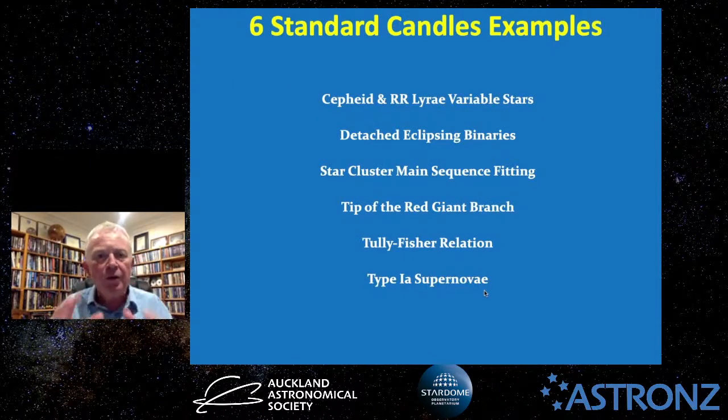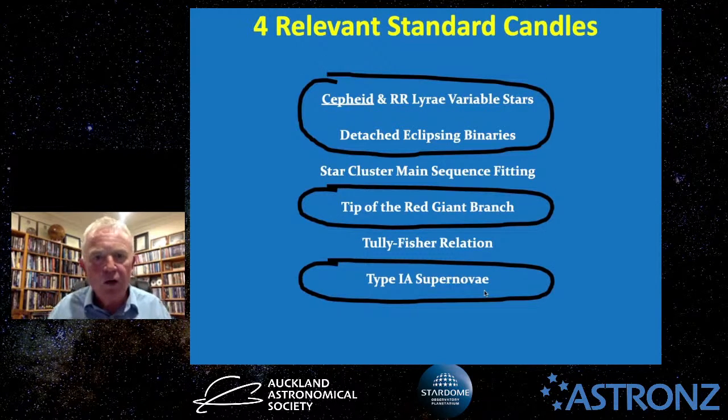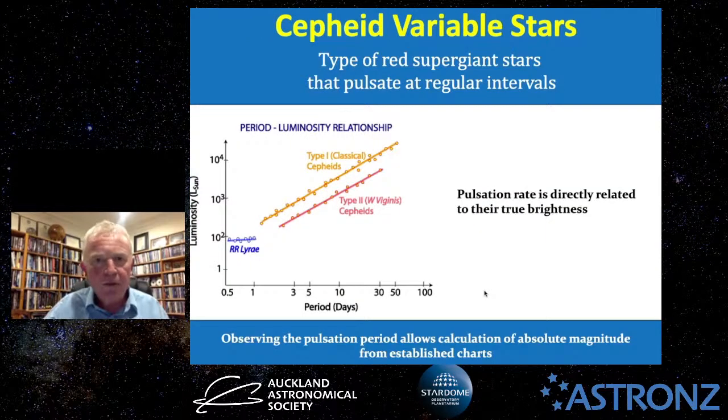Last month we used 6 standard candle examples. Tonight we're going to focus just on these 4. So let's move along and do that. So, Cepheid variables, just briefly, are a type of red supergiant star that pulsate regularly at regular intervals. There are loads of different types of red supergiants, but these are a specific type that pulsate at regular intervals. And their rate of pulsation is directly related to how bright they are. If you want a little bit more depth, we went into quite a bit of depth on why that is last month, so feel free to look that up.